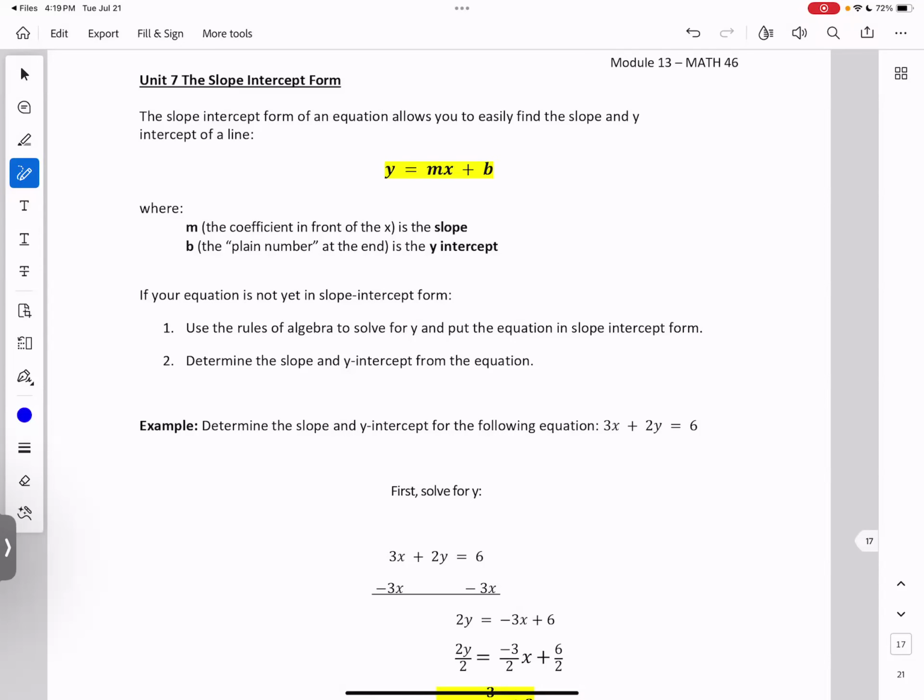So far we've learned two ways to graph. We've used the table of values, and then we've used kind of a modified table of values, which is finding the x and y intercept. So setting y equal to 0 and x equal to 0.